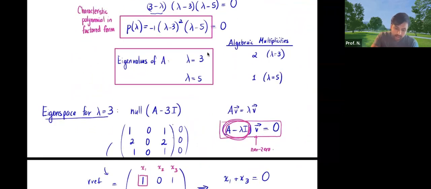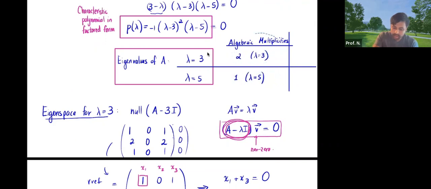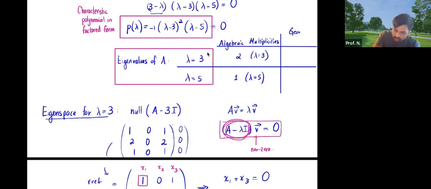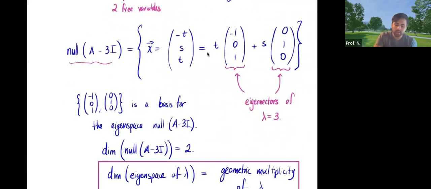So then I can now add additional information about these eigenvalues and their geometric and algebraic multiplicities. So we got geometric multiplicities. And this equals 2. And this will also equal 1. So then let's show that.